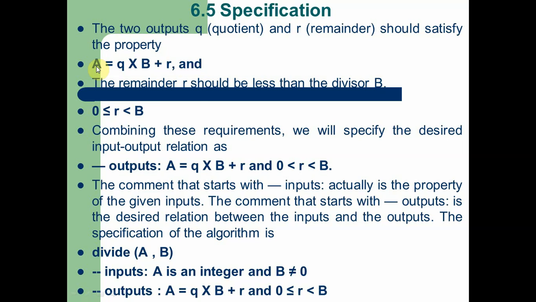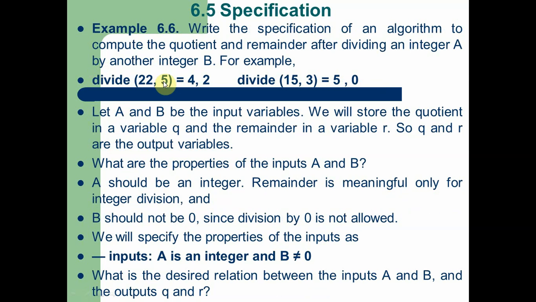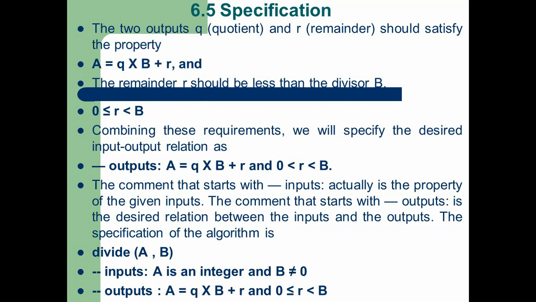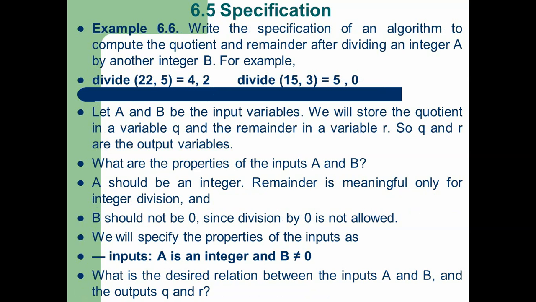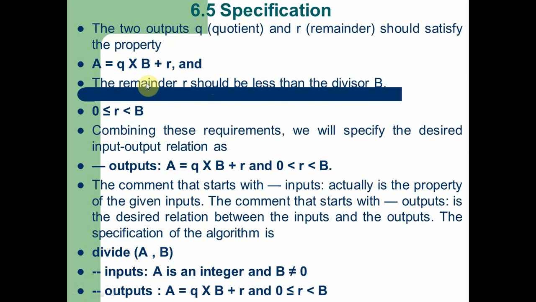When we multiply the second number with the quotient and add the remainder, we get the first value called A. Here you can see 5 into 4, 20. This is the B, this is called Q. So B into Q is 20, plus R. R is 2. So 5 into 4 is 20, 20 plus 2 is 22. That is A. So this is the output variables specification.